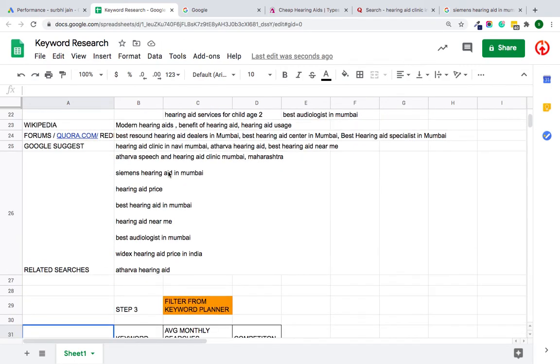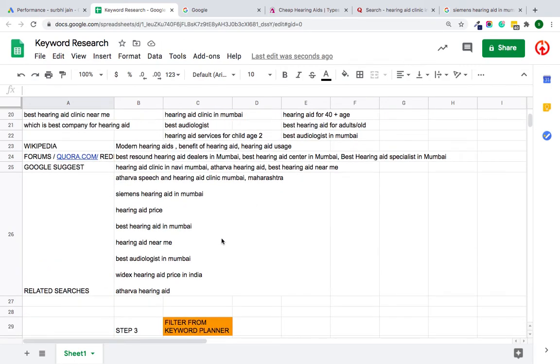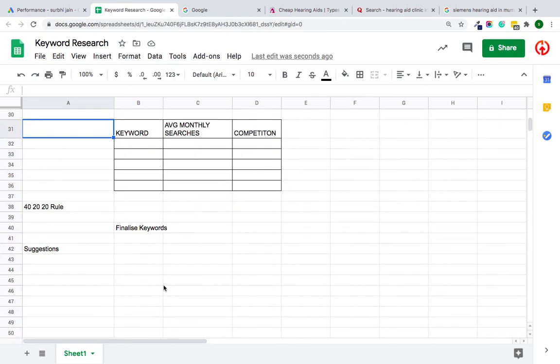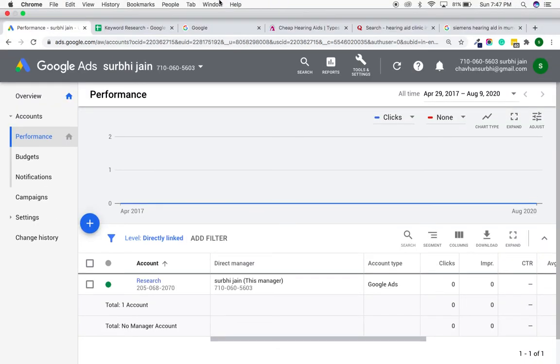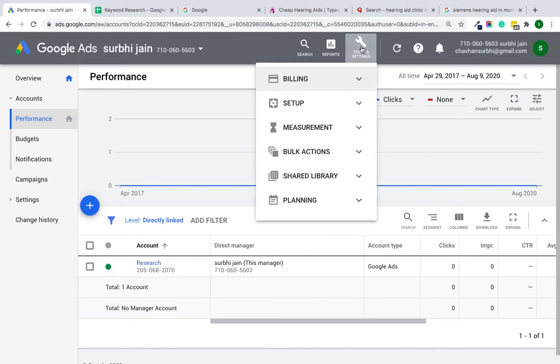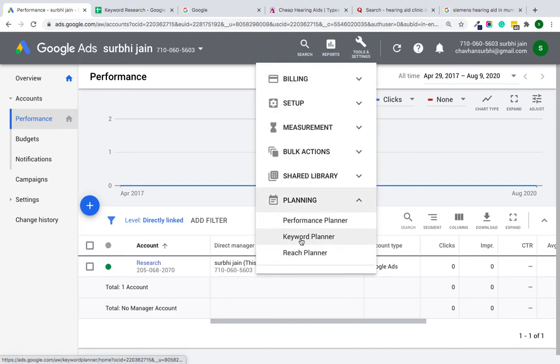Next would be, how will I filter these keywords? Of course, right now we have found maybe 20-30 of them. When you start, maybe you find 100 or 200 of them. So let's find out how many people are actually searching these keywords, and we need to find it out for Mumbai. So I go to the keyword planner tool. I go to planning, I go to keyword planner.